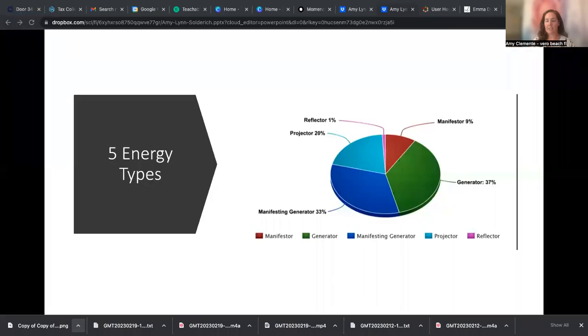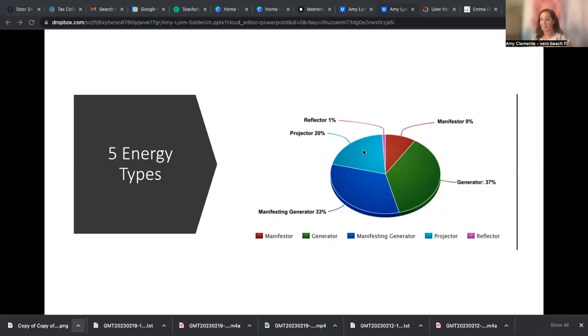I like to share how the world is divided up by type because we can get a really good sense of a lot of things just from this chart alone. There are 5 energy types. You can see manifesting generators, 33%, generators, 37%, manifestors, 9%, reflectors, 1%. Here's the projectors, 20%, this light blue color.